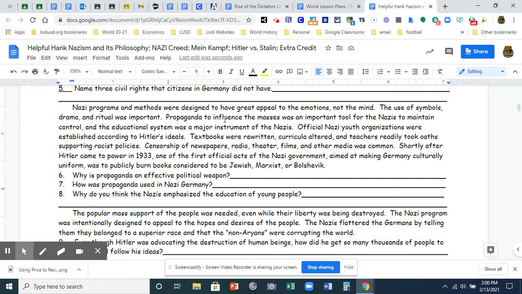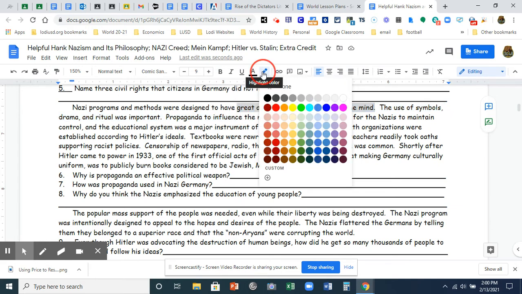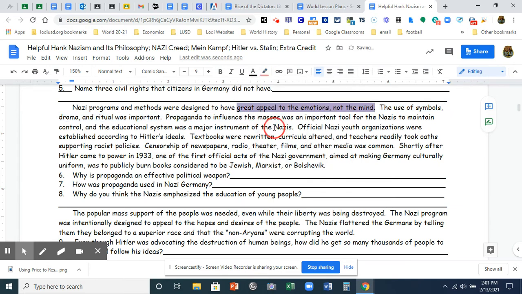Nazi programs and methods were designed to have great appeal to the emotions, not of the mind. You know what I want to do on this one? I want to go ahead and peek ahead. So it's about propaganda as a weapon. How was propaganda used? And then education of the young. That's the gist of those 3 questions. Okay, back to the reading. So appeal to emotions, that's part of it. The use of symbols, drama, and ritual was important.